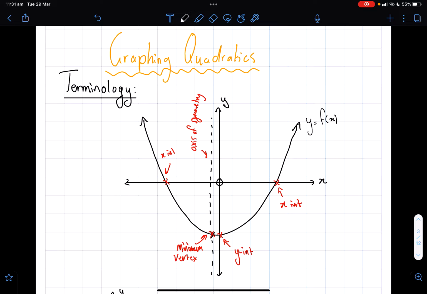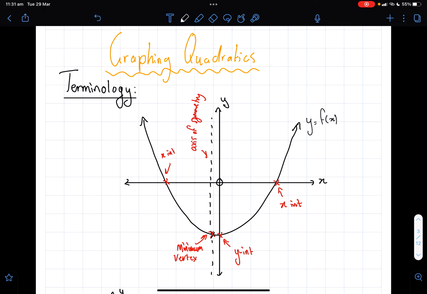G'day team, welcome back. So we've been doing a fair bit of work with quadratics in different forms, the equations of quadratics in different forms. We're now going to move on to graphing quadratics, and we're going to look at the information you can pull from those different equations that we have been looking at.